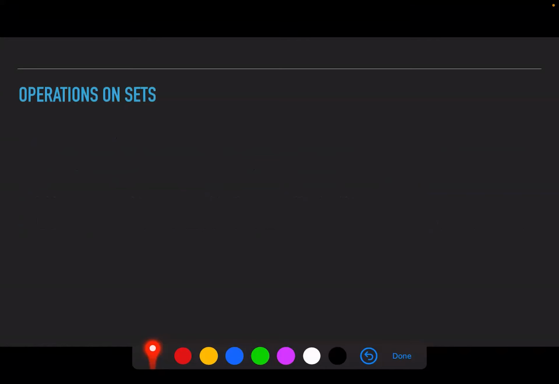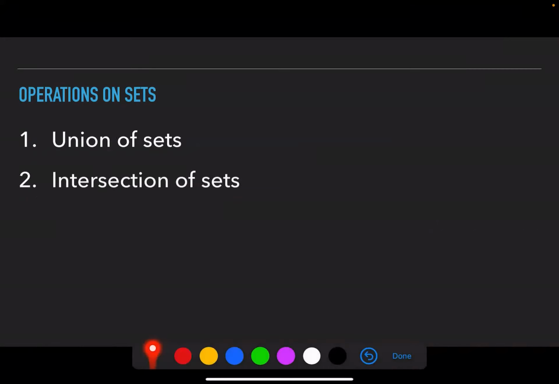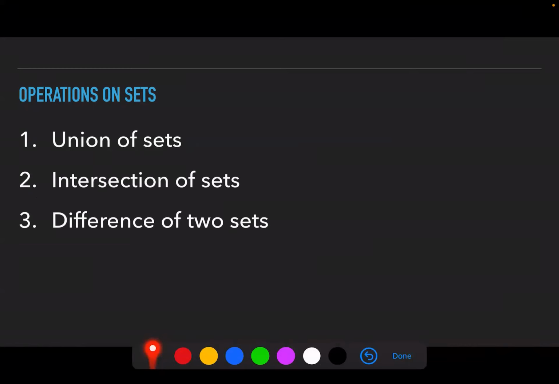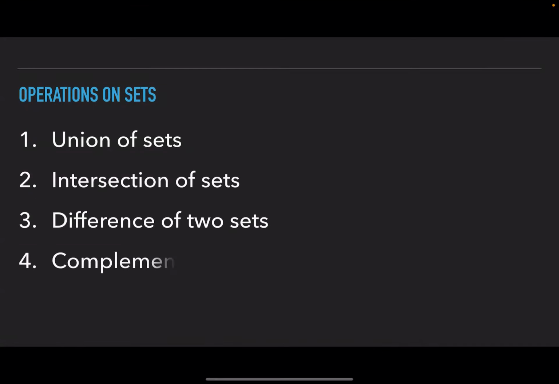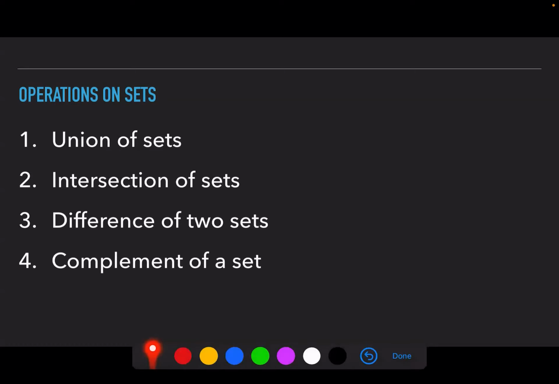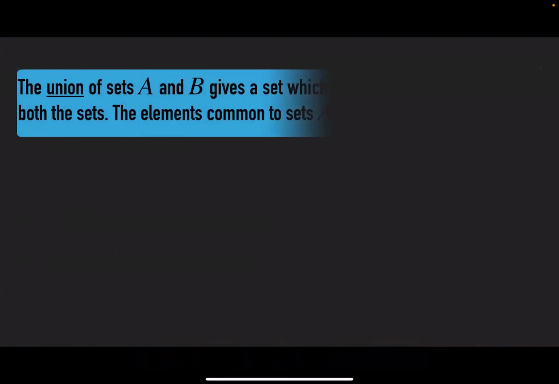Now, what are the operations on sets that we will learn today? One, union of sets: you are combining two or more sets. Intersection: we are looking at the common part of the sets, the common elements in two or more sets. We will look at the difference of two sets and see what this really means, and the complement of a set. These are the four operations we will be interested in today. So let's start with union.